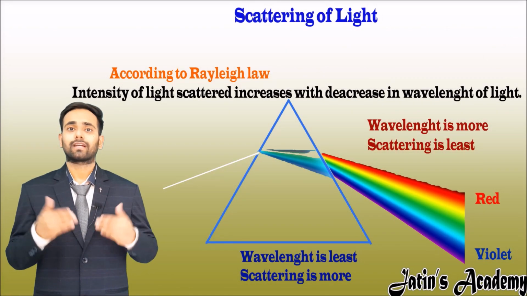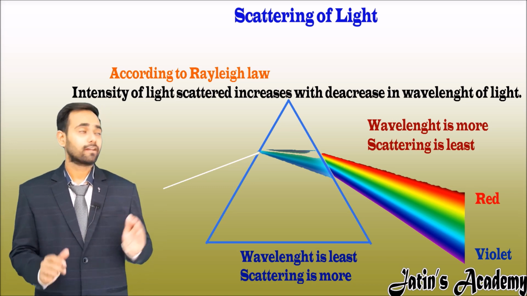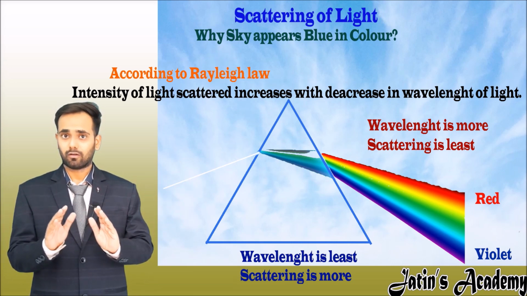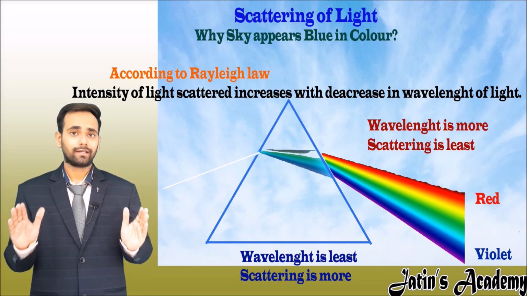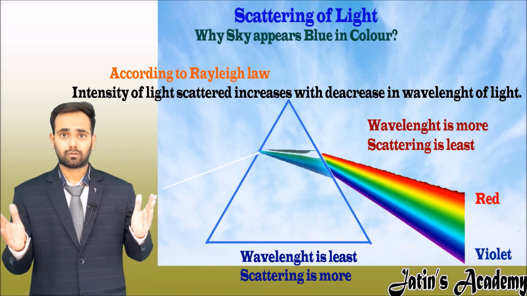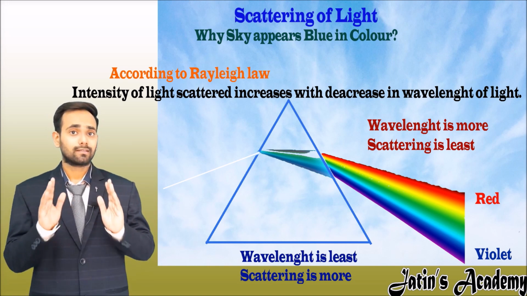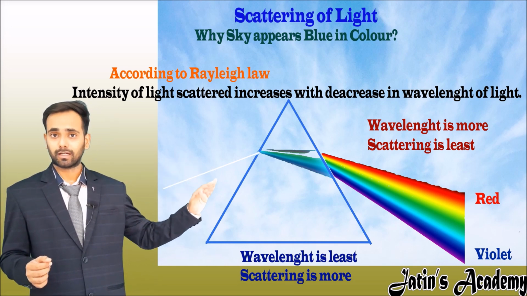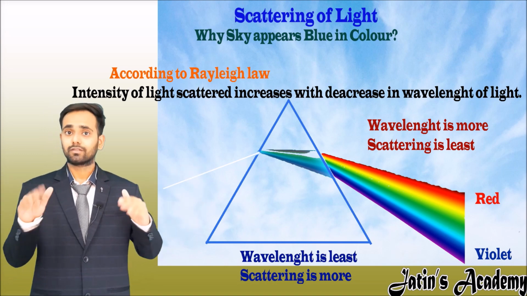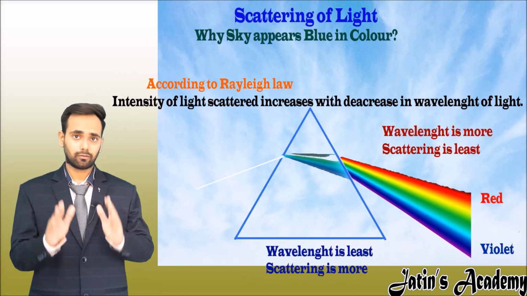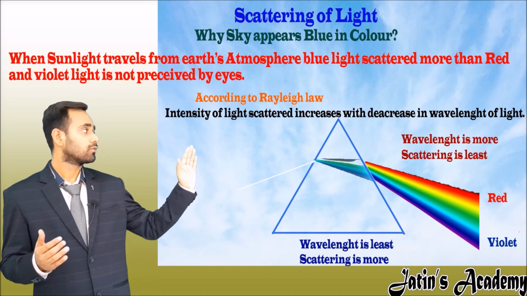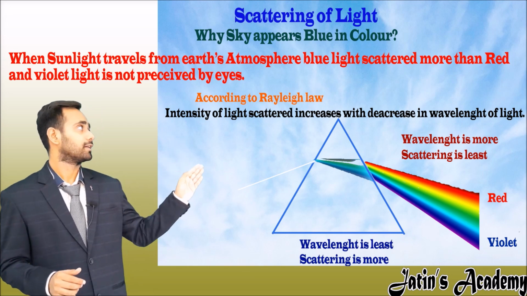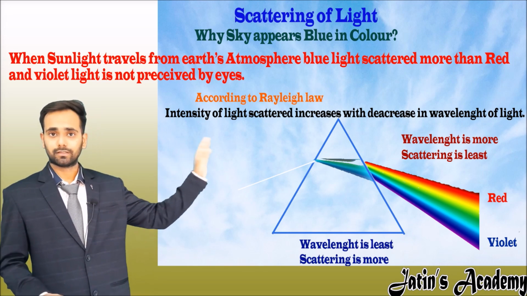Extending this knowledge of scattering of light, let us understand why the sky appears blue. From the relation of Rayleigh's law, we can say that light of less wavelength scatters more. So in the case of the sky, the sky should appear violet. Why? Because the wavelength of violet light is least. But our eyes do not perceive violet and indigo color well. So that's why blue color scatters more than any other color in the atmosphere. So that's why we can say that the sky appears blue.